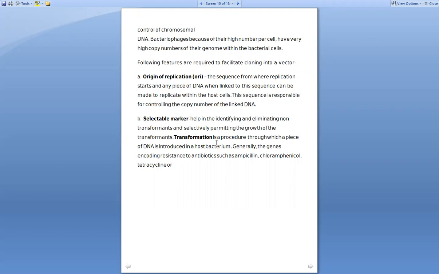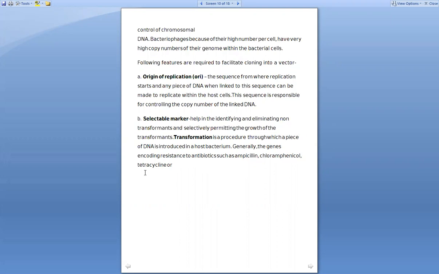Now, transformation is a procedure through which a piece of DNA is introduced in a host bacterium, right? So the transformation process is a procedure in which a piece of DNA is incorporated, or inserted, inside the host bacterium. Here the host will be a bacterium, and the piece of DNA, or the gene of interest, which is to be duplicated or replicated, is inserted inside the host cell.